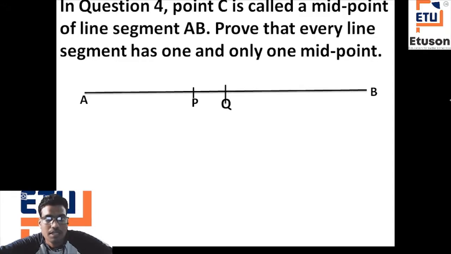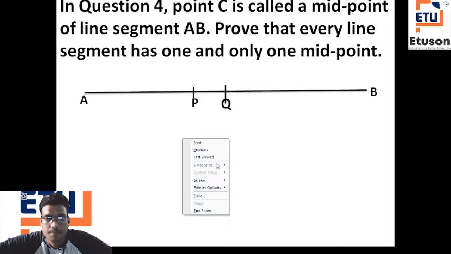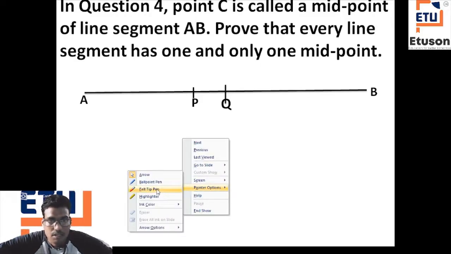In question 4, I have picked that question from the exercise. That's why the mistake is over there. Here you will find point C is called a midpoint of line segment AB. Prove that every line segment has one and only one midpoint. Okay, I made a mistake. Let's start. No, that's the correct question that I have picked actually.